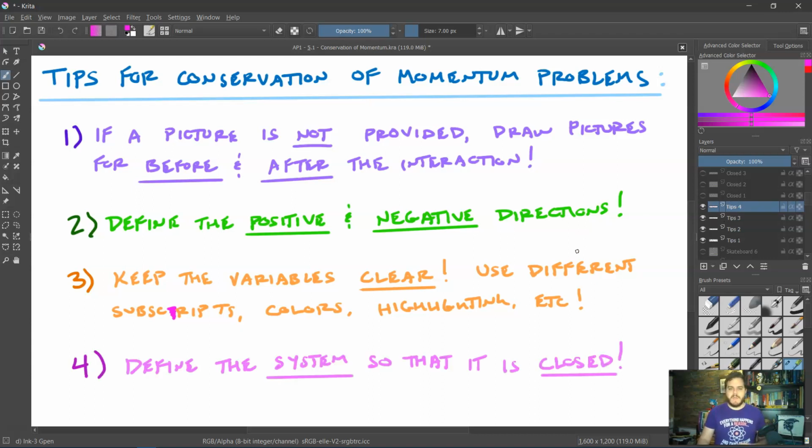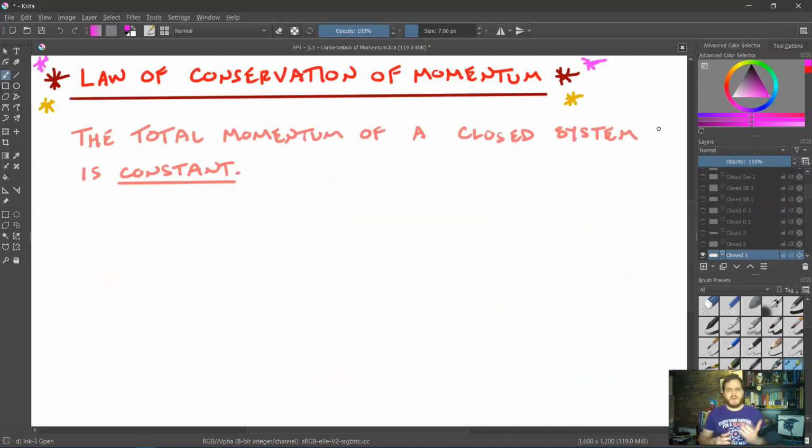And four, we want to define the system so that it is closed. But what exactly does that mean? Because we haven't really talked much about what a closed system is yet. So let's do that now. Going back to the law of conservation of momentum, it tells us that the total momentum of a closed system is constant. But what is a closed system?